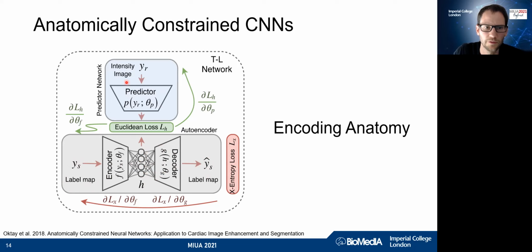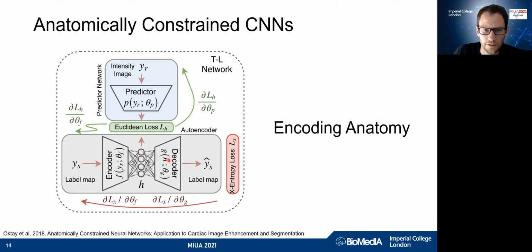On the other hand, we have a predictor network that takes in intensity images. So this one takes in high-resolution intensity images and produces also a compact representation of the same dimensionality. And this compact representation should be similar or almost identical to the one that we get from the autoencoder over the label maps. And this is achieved by putting a Euclidean loss between those two representations.